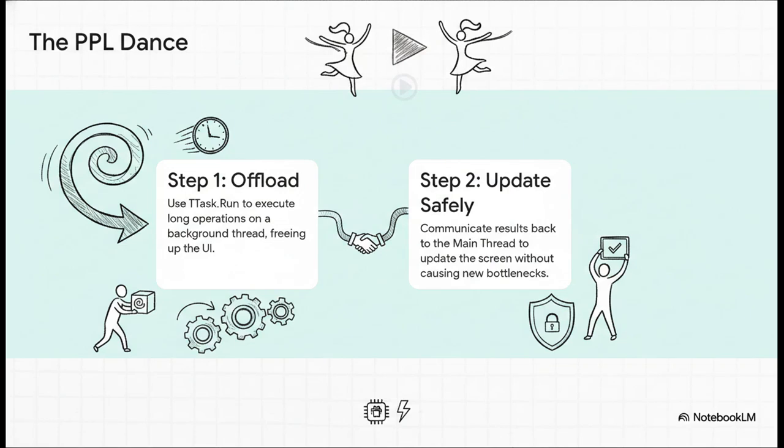So how do we actually do that? Well, in Delphi, it's this really elegant 2-step dance with the parallel programming library. Step 1 is easy. You just wrap your heavy lifting, your heavy truck, inside a TTask.Run. Boom. That sends it off to a background thread, and your UI is immediately free and responsive. But then comes step 2. And this is crucial. Once that background work is finished, you have to get the results back to the main thread so you can actually update the screen. And how you do that second step, well, it makes all the difference.